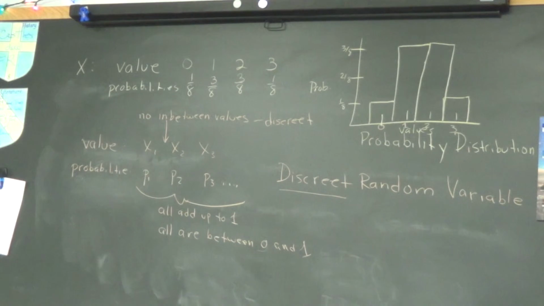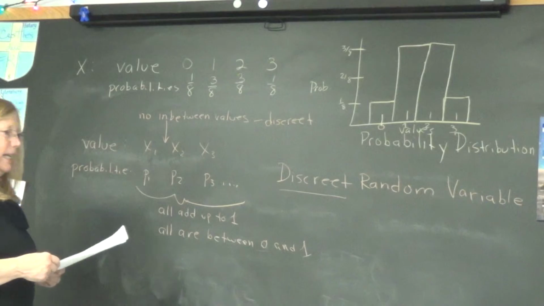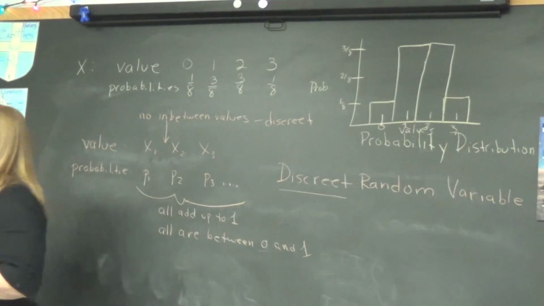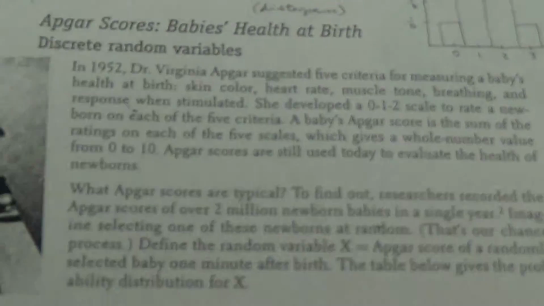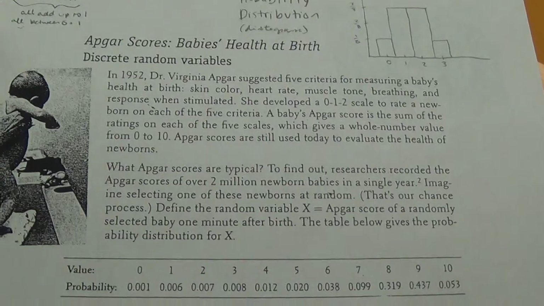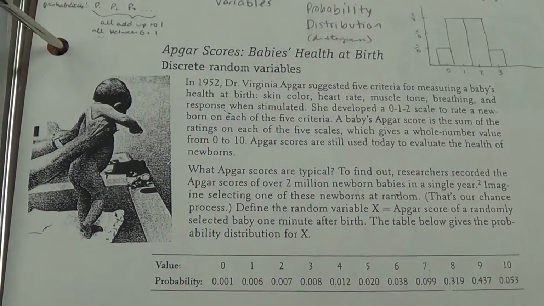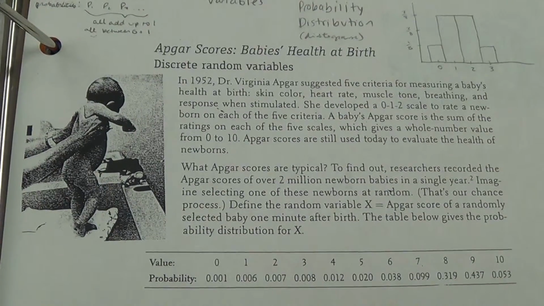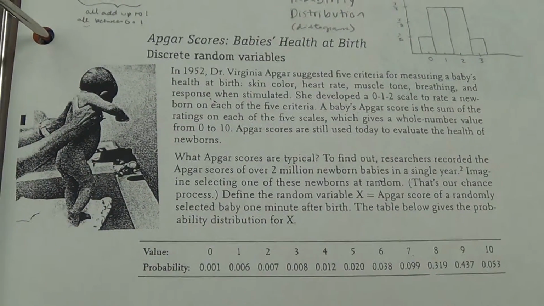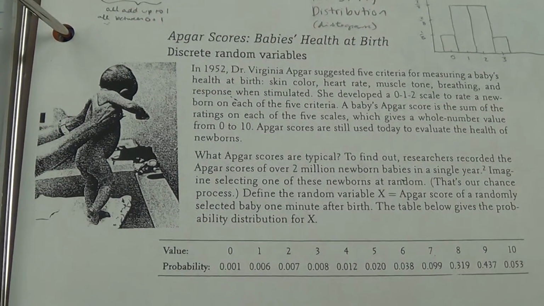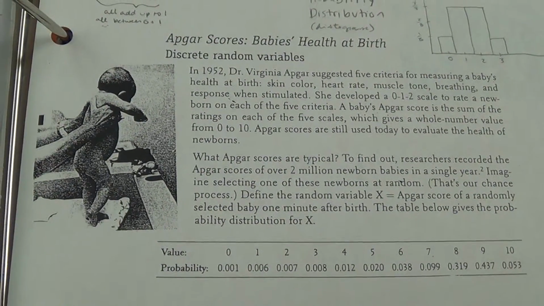So let's look at an example on your handout where it's talking about Apgar scores. Do you see the little baby? Right after a baby is born in America, maybe everywhere, I'm not sure, at least here, they are assigned by some health professional an Apgar score. They look at the baby immediately after birth and determine its responsiveness to some sort of stimuli.